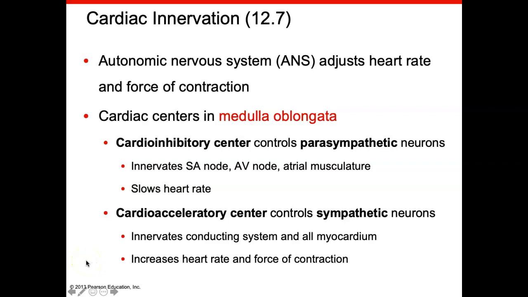You may recall the autonomic nervous system is the automatic nervous system, and this is what adjusts the heart rate and the force of contraction. And while there's more information here, the main thing is that these cardiac centers are in the medulla oblongata. And keep in mind, the sympathetic system is the fight or flight response, so that will increase heart rate. Parasympathetic will decrease the heart rate.